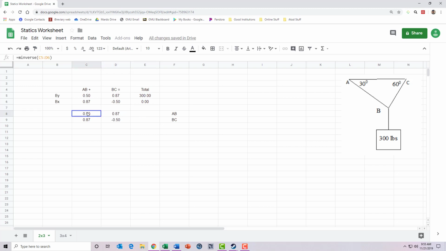Okay, so now I have A inverse. Now I'm going to take A inverse multiplied by B. So I'm going to come right here and say equals matrix mult, M mult, and then highlight first the inverse of A, hit comma, and now come up and do B and hit enter, and voila, there's our answer. AB equals 150 and BC equals 259.